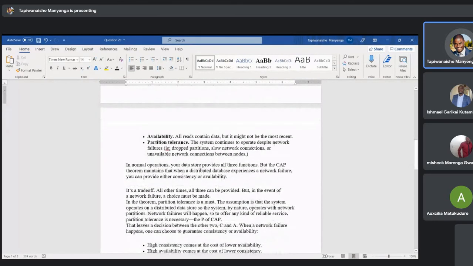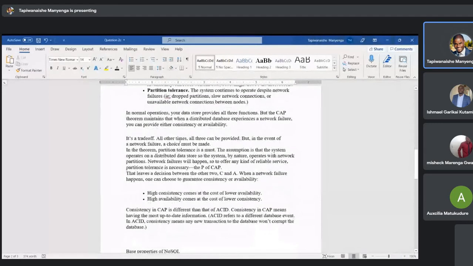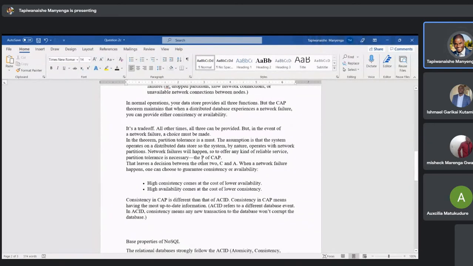So in normal operations, your data store provides all three functions. We are saying, normal, everything, network gear up, hardware up, then the CAP is guaranteed. But now when a distributed database experiences a network failure, you can provide either consistency or availability. So it's a trade-off, like I was saying before. But in the event of a network failure, a choice must be made.